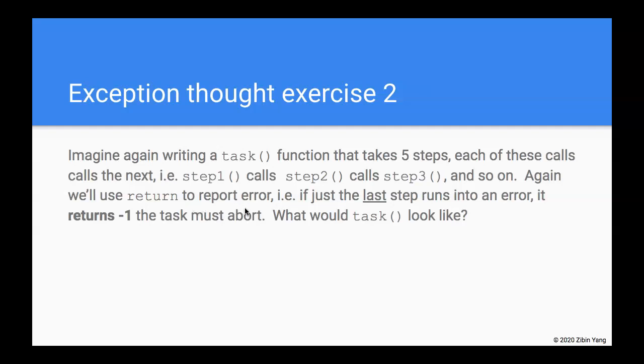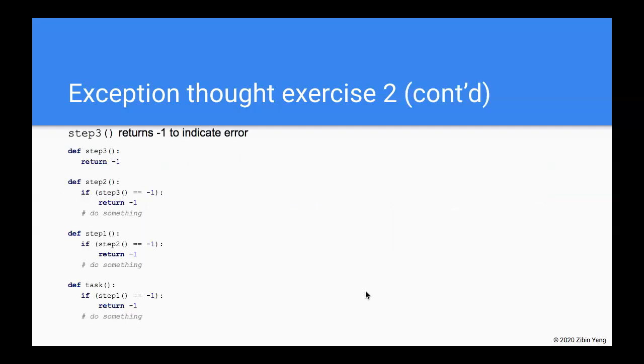And now again, in the first approach, we'll use return to report error. So if the last step runs into an error, then it returns -1, and the task must report something bad, and it must abort. So in this case, what would the task look like? It would probably look something like this.